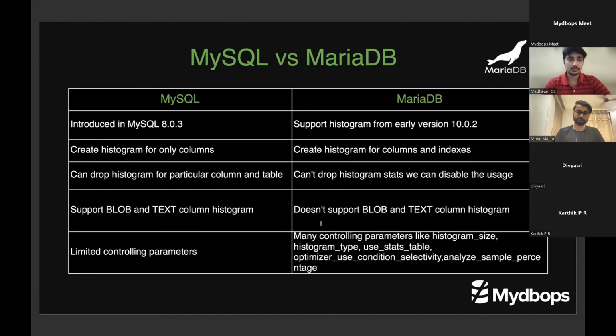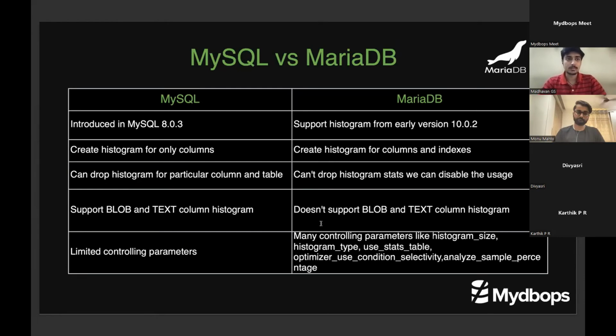So this is the difference between MySQL and MariaDB. As we said earlier, in MySQL it was introduced in 8.0.3, while in MariaDB it was introduced in an early version, 10.0.2. MySQL histograms can be created only for columns, but in MariaDB we can create them for columns as well as indexes. And in MySQL we can drop the histogram, but in MariaDB we can't.